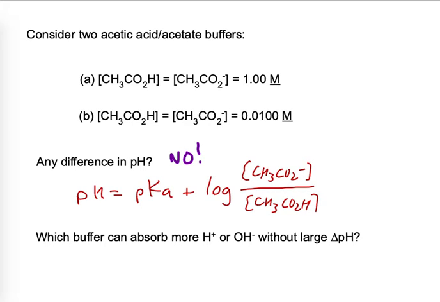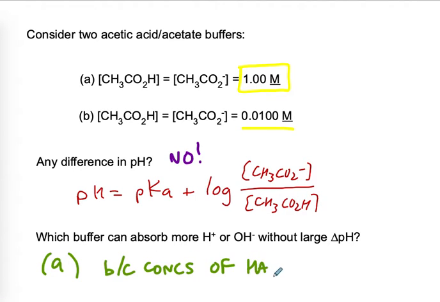The one in which the concentrations of each are equal to 1.00 moles per liter, or the one in which the concentrations are only 1/100th of that? Well, you would predict, and you would be correct, that buffer A would be able to absorb more strong acid or strong base because the concentrations of the acidic component and basic component are 100 times larger. There are simply more moles of acid and base in solution that can serve as a buffer by absorbing extraneous strong acid or strong base.